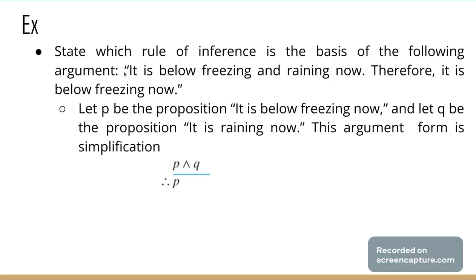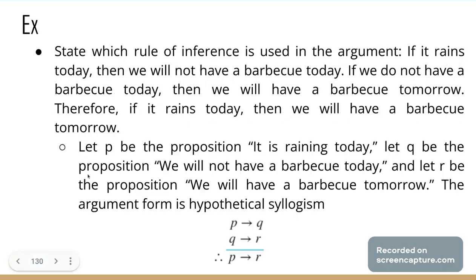Now look at this statement. It is below freezing and raining now. Therefore, it is below freezing now. So we have a single premise P and Q, and then it implies P. So this is of the form simplification.